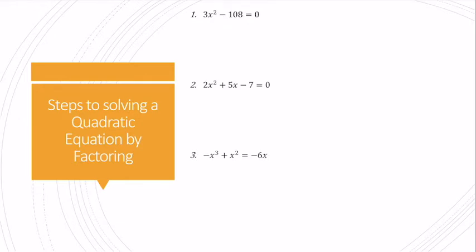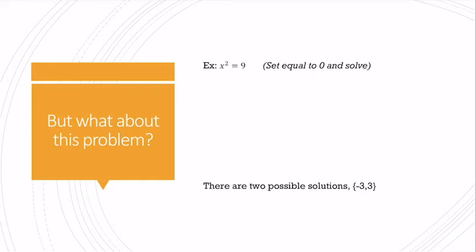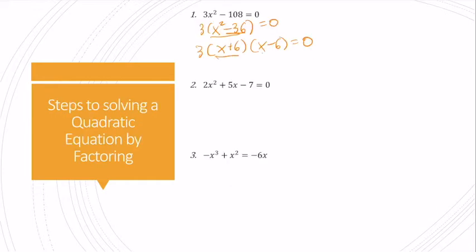That gives me 3x² − 36 = 0. Well, I know this is going to factor into a sum and difference. So I can go ahead and take each of these terms and set it equal to 0. So I get x = −6 and x = 6 as my solutions.